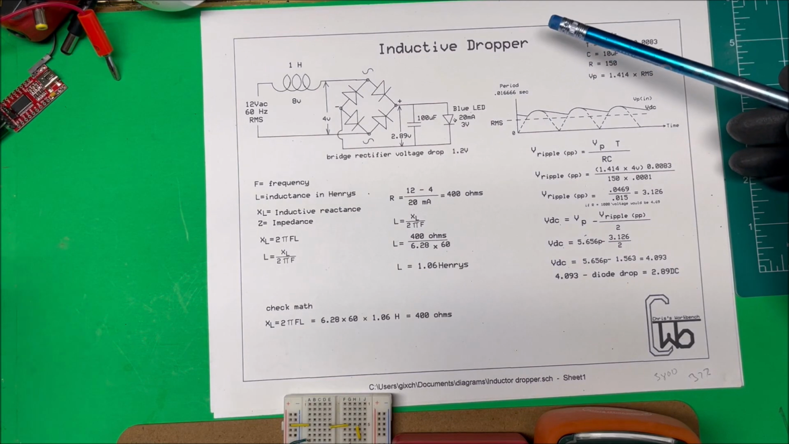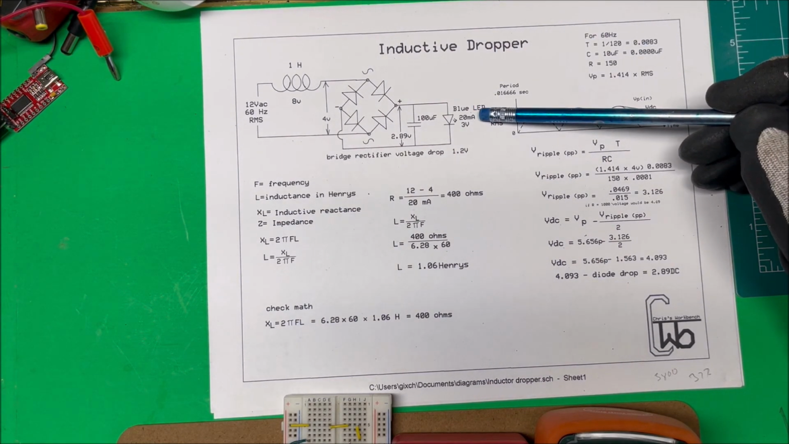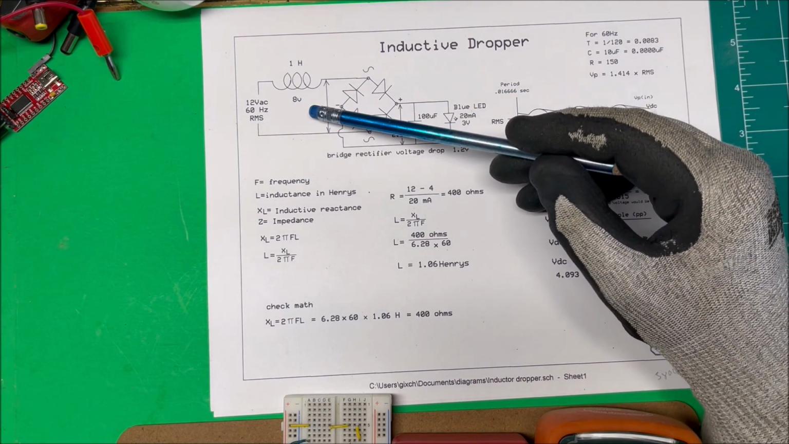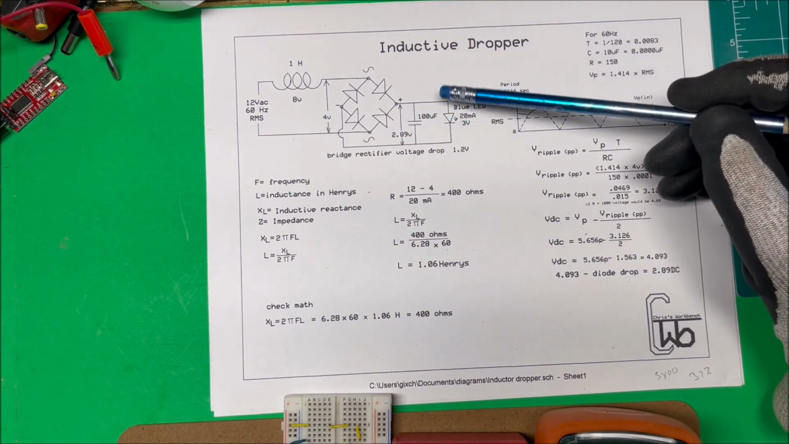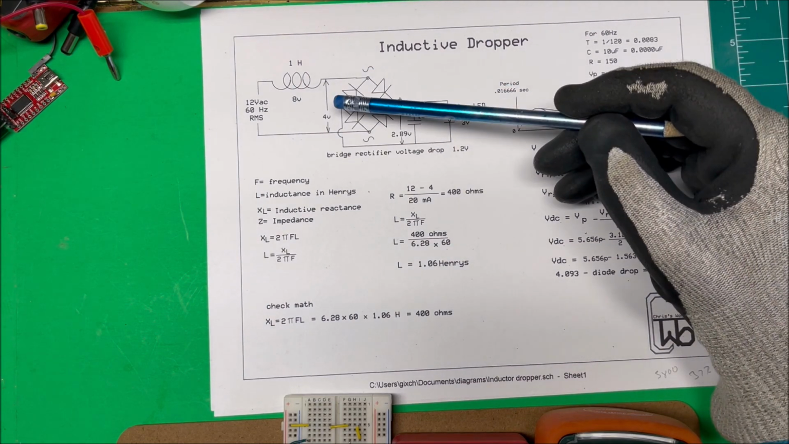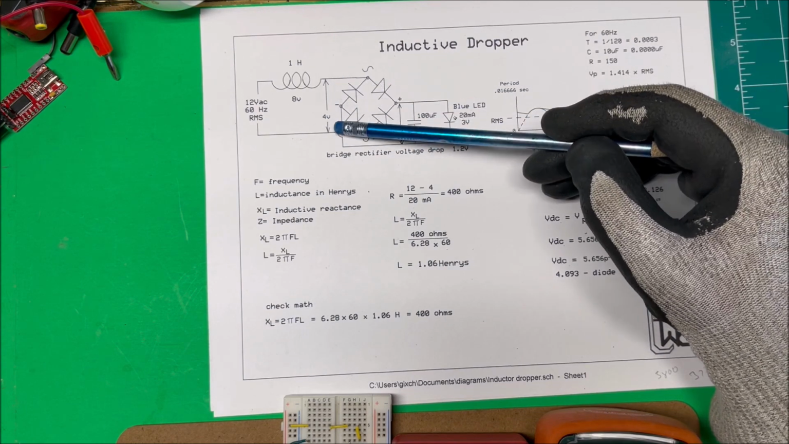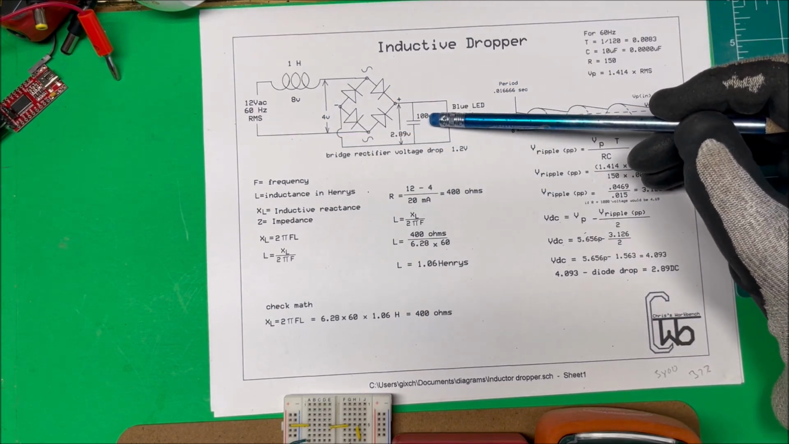Let's take a look at an inductive dropper. I'm going to try to light a blue LED at 20 milliamps and 3 volts with an AC source. So I need 3 volts to drop across this blue LED. To do that, I'm going to put 4 volts RMS into this side of the rectifier and hope to get 3 volts out over here.